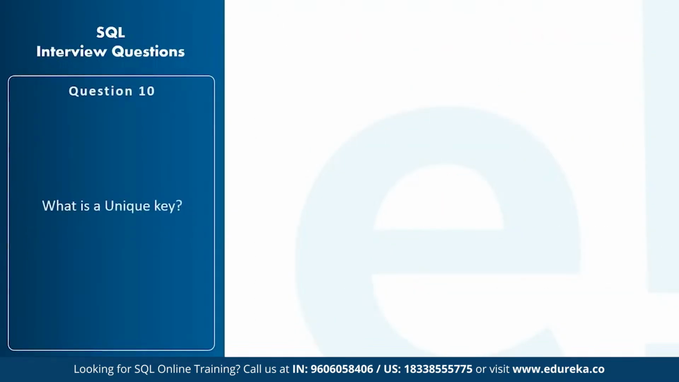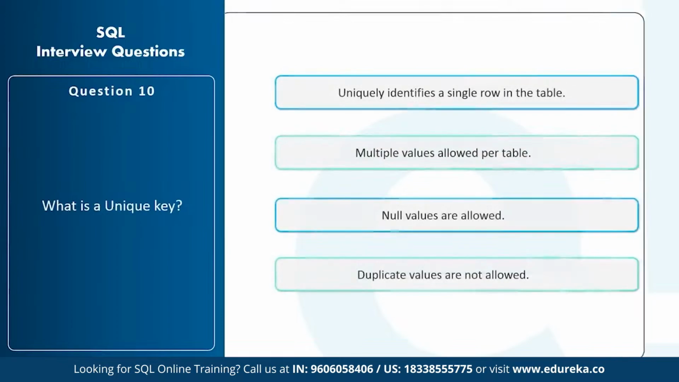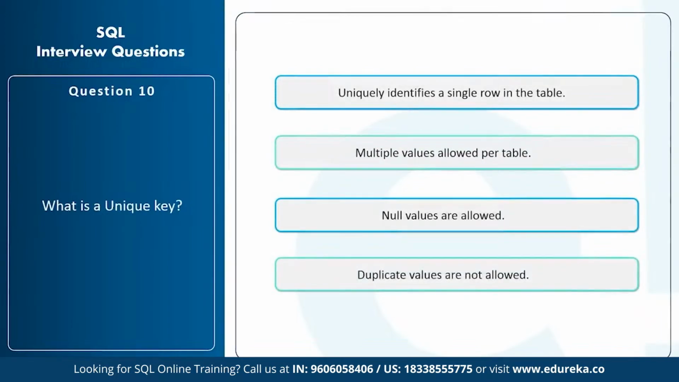Now let's move forward to our next question, that is, what is a unique key? A unique key identifies a single row in a table. It allows multiple values per table, and null values are also allowed. So you'll have to make sure that whenever you're using the unique key, you have an idea that it identifies a single row in the table. Multiple values are allowed for the table, and also null values are allowed, but yes, duplicate values are not allowed.